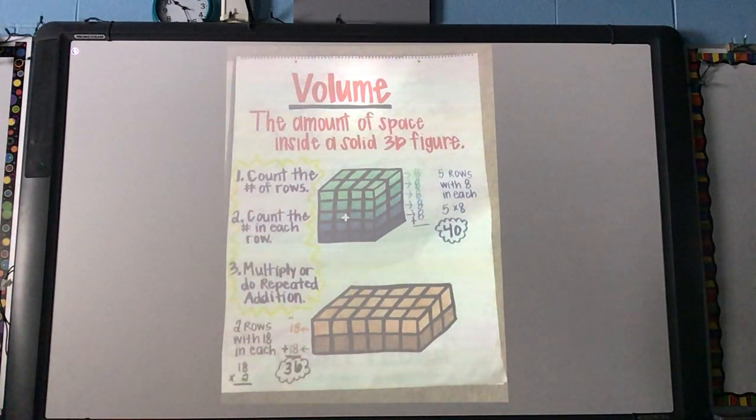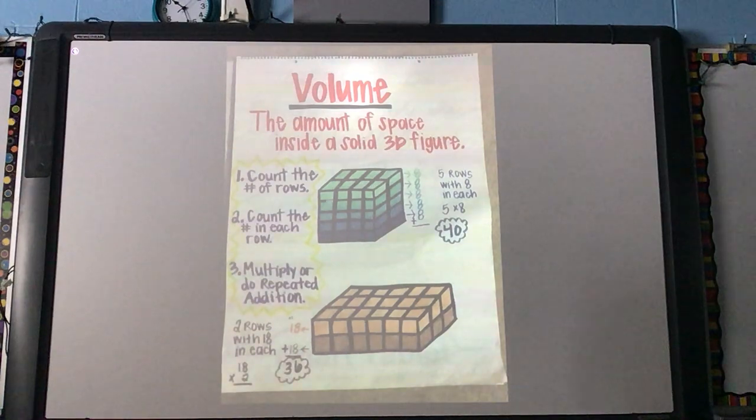Remember in the song they had a formula for volume, right? We're not going to be working with that formula yet, okay? Today, all I want you to do is count the number of rows, and then count the number in each row, and you multiply or do repeated addition.